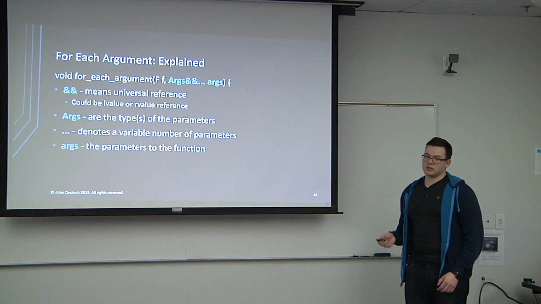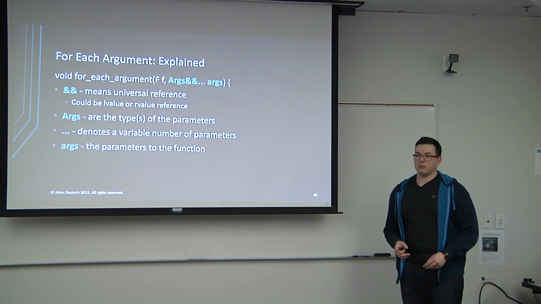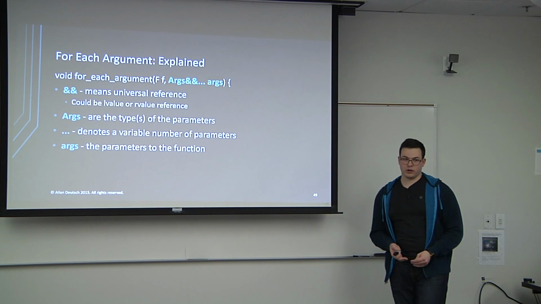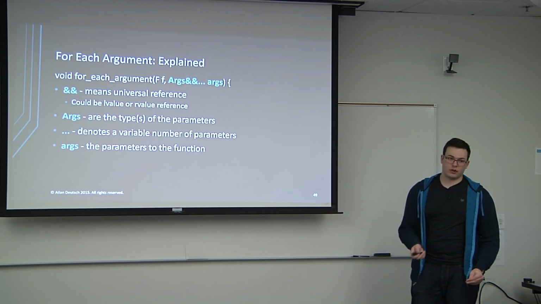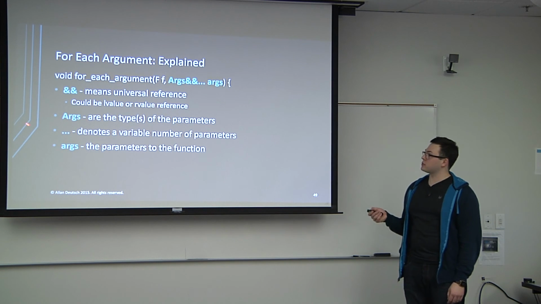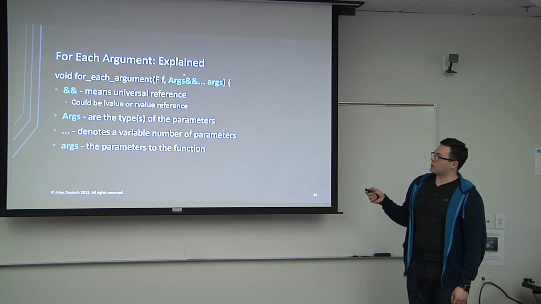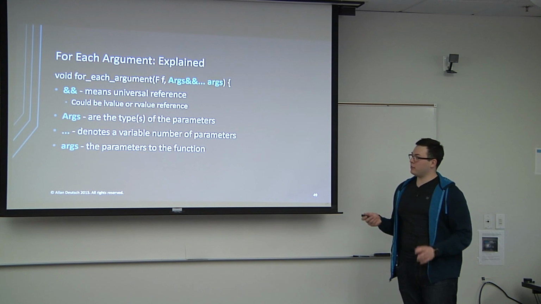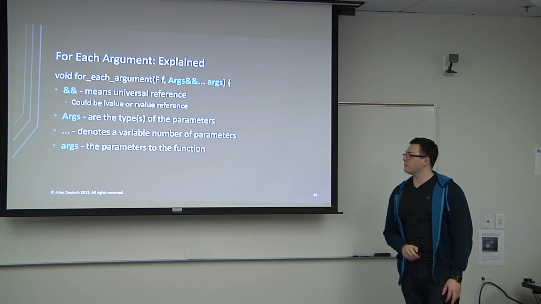The reason for this is that, say for example, someone passed in the constant 5, not a variable set to 5, but just the number 5. You can't really have a reference to 5, right? Because that's an R value. You can't assign to it or anything. So that's why you need this. It's able to resolve for both L values and R values. Then Args are the types of the parameters. So you can see it's any number of types with whatever reference type would be necessary. And then the dot, dot, dot denotes that it's a variable number, so any number of them. And then args with lowercase a is the actual parameters to the function.